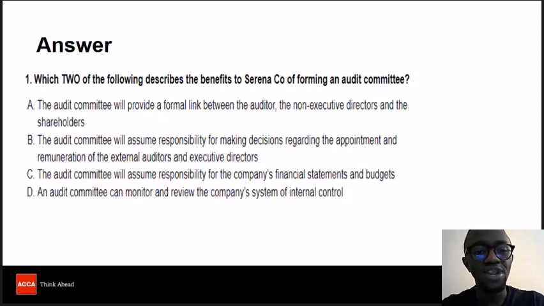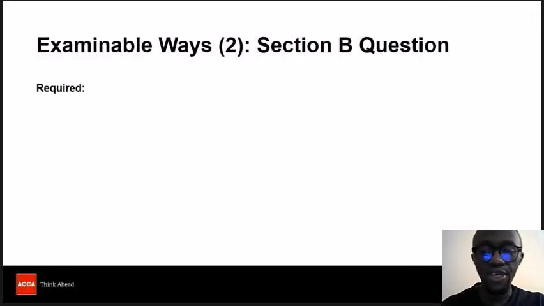Now, the audit committee will assume responsibility for the company's financial statements and budgets. No, they won't. That's not their job. These are internal aspects, normally dealt with by executive directors. They are the ones who will focus a lot on the financial statements and the budgets. The audit committee could help review the systems around how those things were prepared, but they won't necessarily take responsibility for them. Then an audit committee can monitor and review the company's system of internal control. Yes, they can. So I'll take A and D as my answer. Then another thing here, the second way for it to be examined is in Section B.